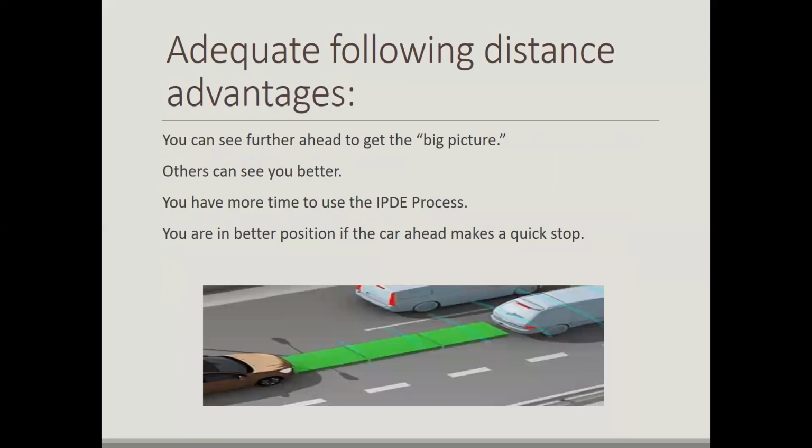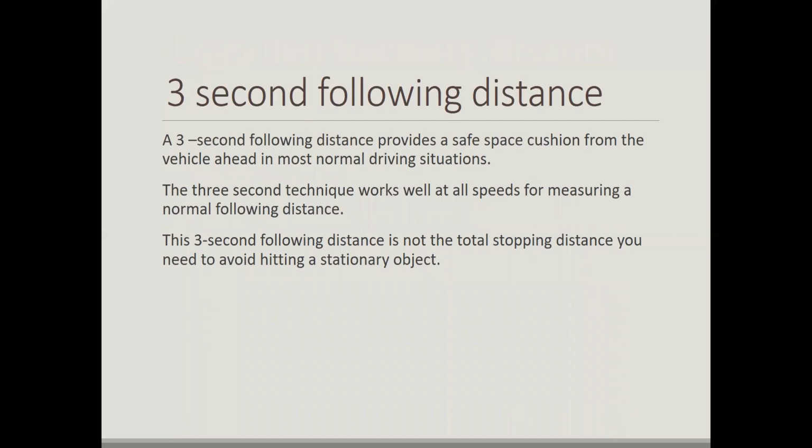So what are the advantages of an adequate following distance? You can see further ahead to get the big picture. Others can see you better, and you have more time to use the IPDE process. Also, you're in a better position if the car ahead makes a quick stop. A 3-second following distance provides a safe space cushion from the vehicle ahead in most normal driving situations. The 3-second technique works well at normal speeds for measuring following distance. It is not the total stopping distance you would need to avoid hitting a stationary object.